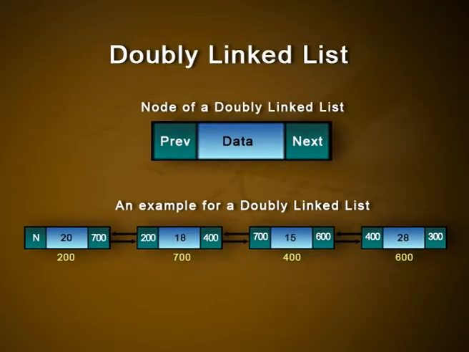To make it easy, we can store in each node the address of the next node along with the address of the previous node. This arrangement is often referred to as a doubly linked list and is shown below. Node of a doubly linked list. An example of a doubly linked list. A doubly linked list is implemented in C++ with a structure with one data part and two pointer parts, one for storing the address of the next node and the other for storing the address of the previous node.